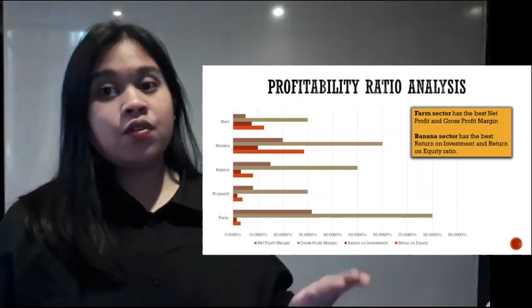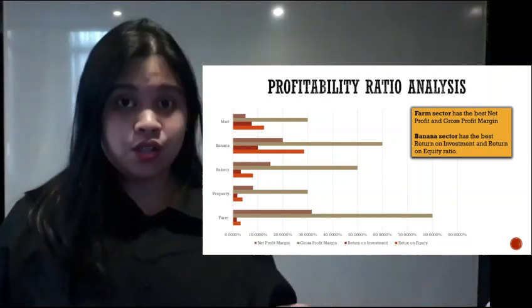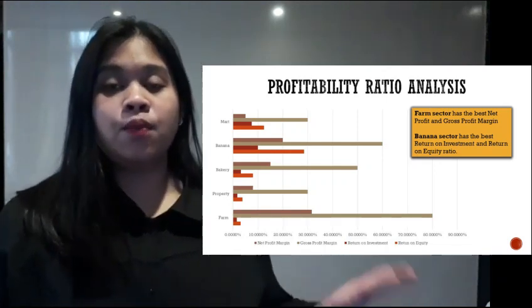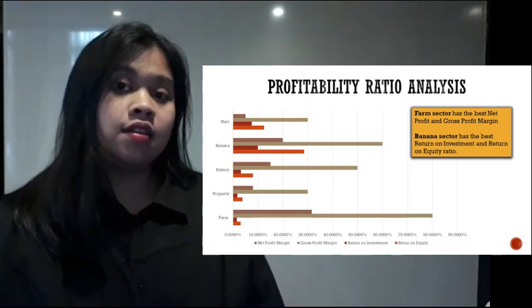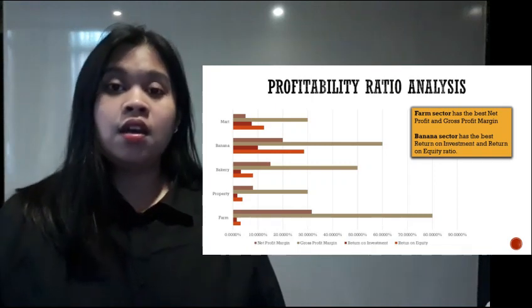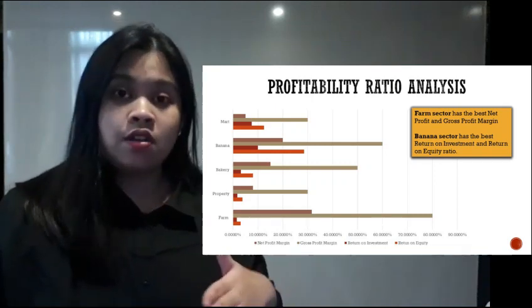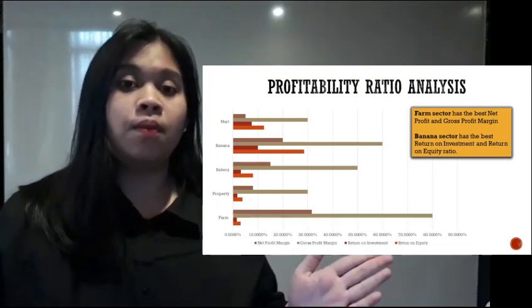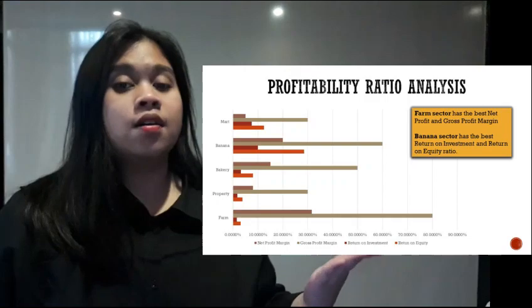So this is all of the ratios for the profitability ratio. As we can see, the farm section has good ratios in both net profit margin and gross profit margin. Meanwhile, for return on investment and return on equity, the banana section has the highest ratio amongst all of the sections.